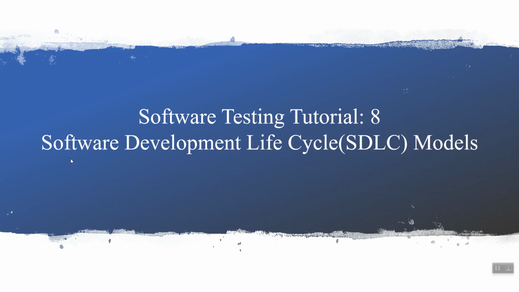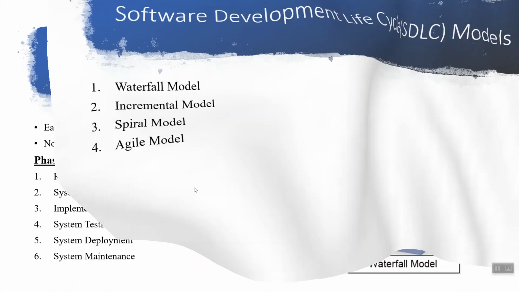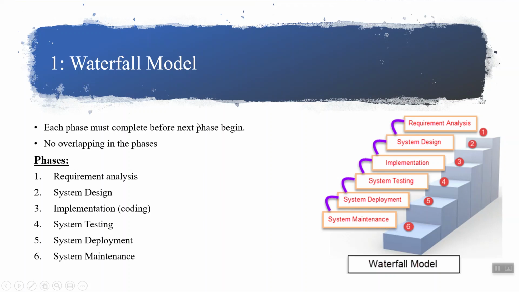In this tutorial, we will see about different software development lifecycle models. There are four main models of software development lifecycle: waterfall model, incremental model, spiral model, and agile model. We will see these models one by one and what the advantages and disadvantages of these models are. The first one is the waterfall model.